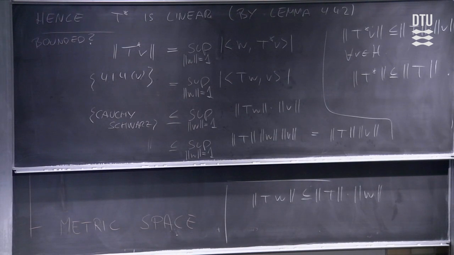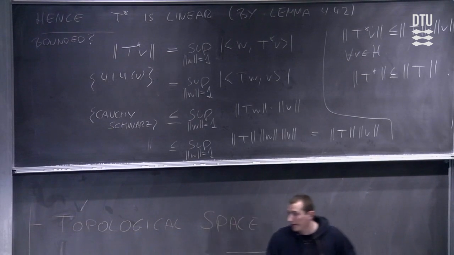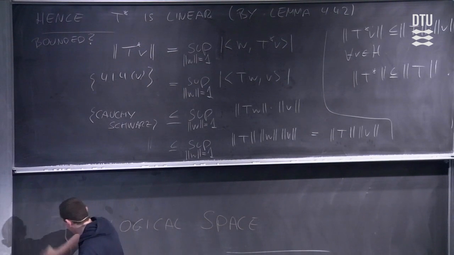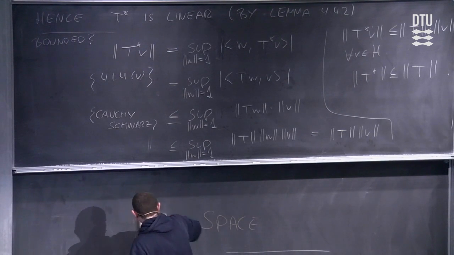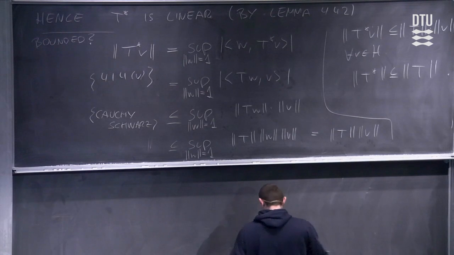And what we want to do now is to do some calculations. Because the question is, how do we find T star in practice? So we know it exists, but we don't know how it looks, because it was only given by the Riesz representation theorem. And the representation theorem doesn't tell us how this vector looks. So can we still calculate it in practice? And the answer is yes, we can. So how do we do this?